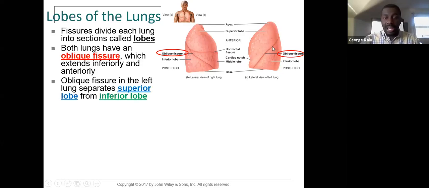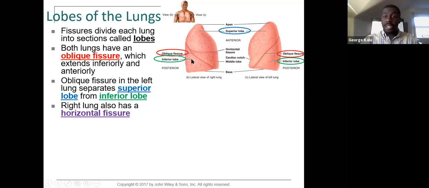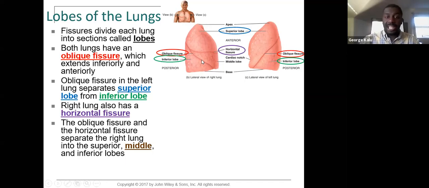When we look at the left lung, it is only going to have an oblique fissure. That oblique fissure separates the lung into a superior lobe and an inferior lobe. The right lung has an additional fissure because it's a bit bigger, called the horizontal fissure. The combination of the horizontal fissure and the oblique fissure separates the right lung into the superior lobe, the middle lobe, and the inferior lobe. So in the left lung, an oblique fissure separates it into superior and inferior lobes. In the right lung, we have a horizontal fissure and an oblique fissure, and that separates the lung into the superior, middle, and inferior lobes. You can see over there.